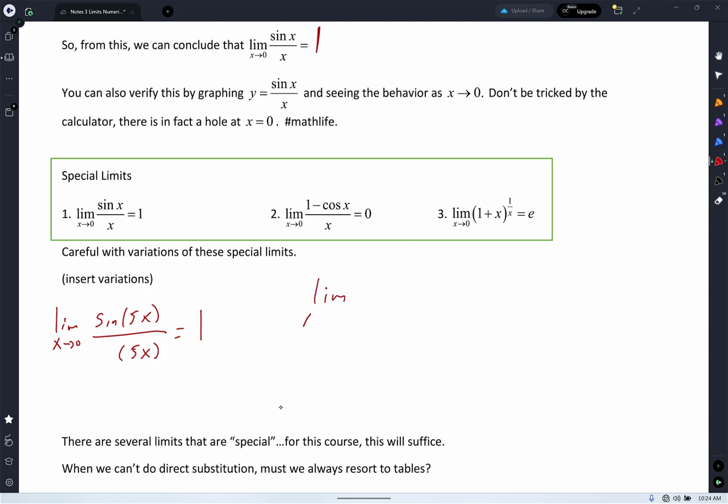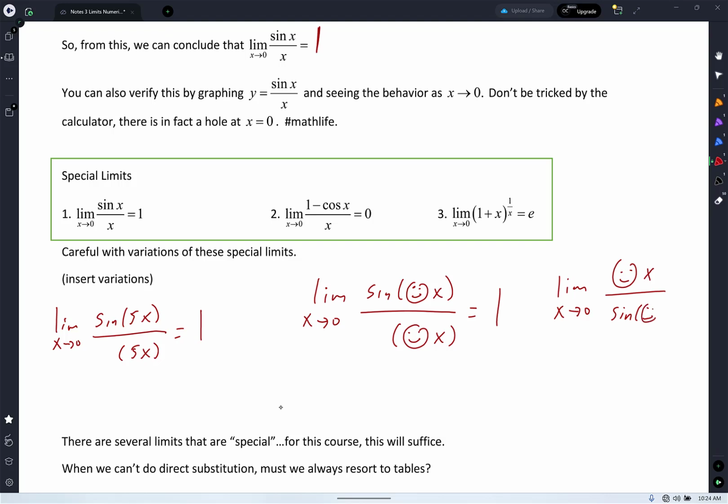Limit as x approaches 0, sine happy face x over happy face x will always equal 1. What's the reciprocal of 1? 1. So if you see limit as x approaches 0 of happy face x over sine happy face x, this is also 1. Chavez is making such a big deal about this one because it comes out over and over again. Cool?